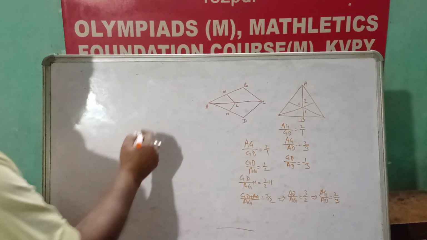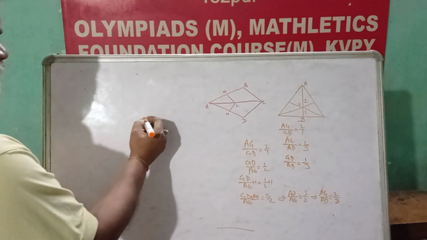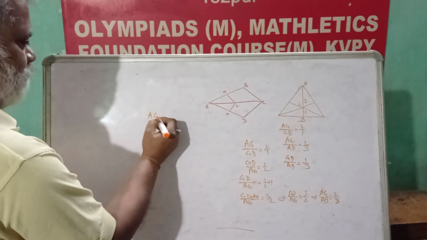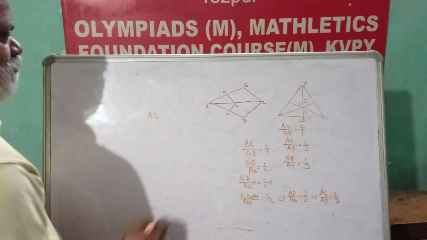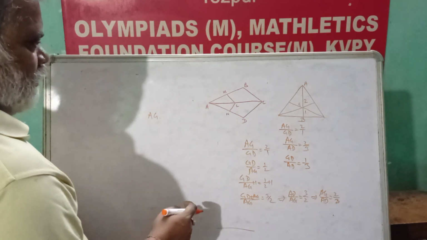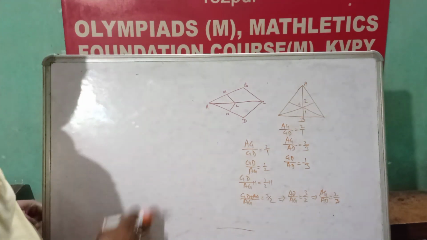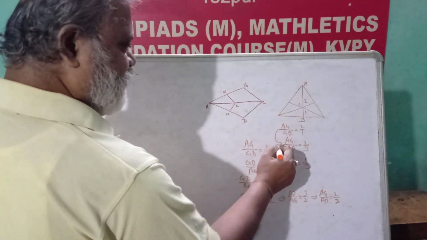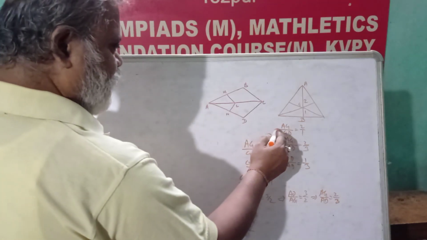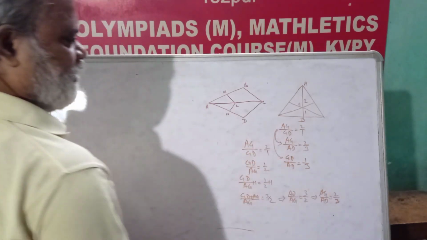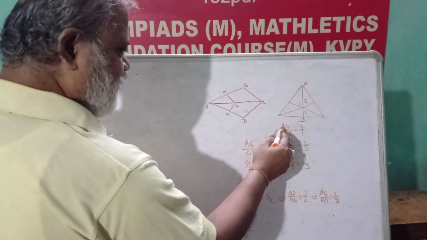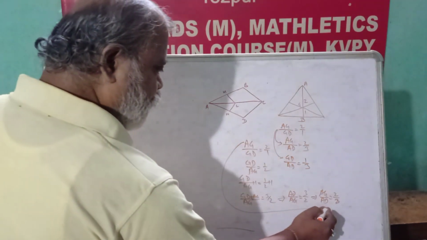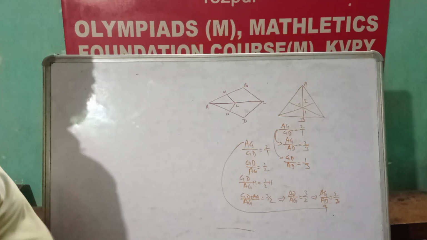If a ratio is given to you, any ratio, you can write it. That means from this statement you can write this statement immediately, or from this statement you can write this statement immediately. We need not go through this process to show that AG by AD is equal to 2 by 3.